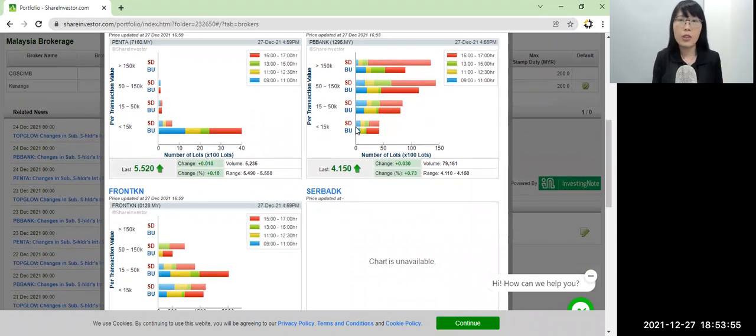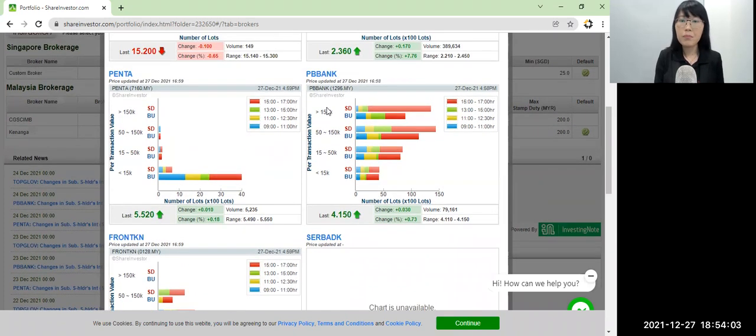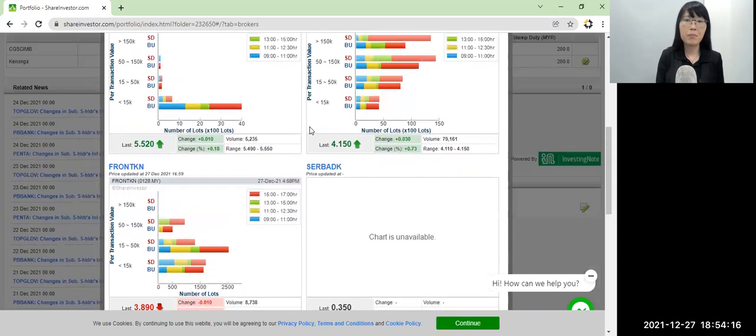So any transaction that is more than 150K is considered a big player. Is that valuable information for you? If you want to see whether the big shark is moving or not, this is the volume distribution chart that you can see. Okay.